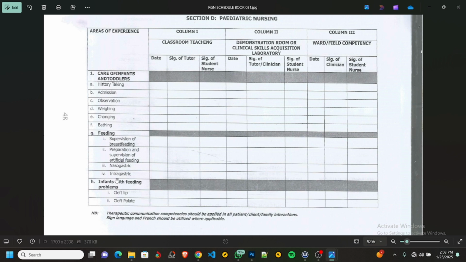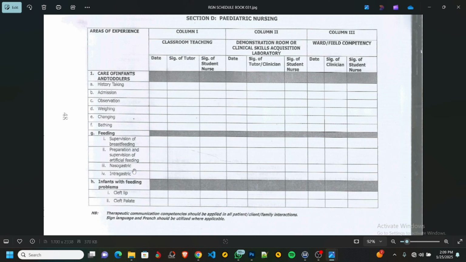Some mothers will breastfeed, and others, the children will also be weaned, but still they will put them under pediatrics. So if it is like that, observation or supervision of breastfeeding, you supervise the mother, and remember, you'll be taught in the class, so demonstration will be done, and then you have the opportunity to test your competency after several observations or demonstrations. And the same thing applies to preparation and supervision of artificial feeding.